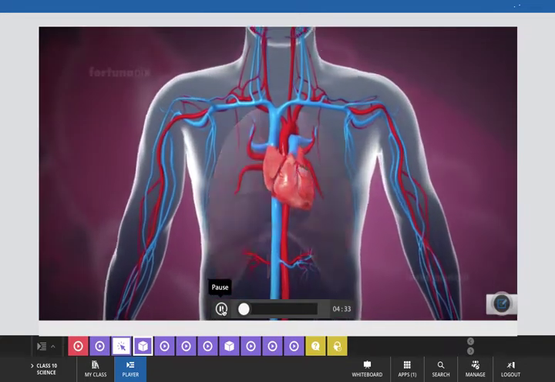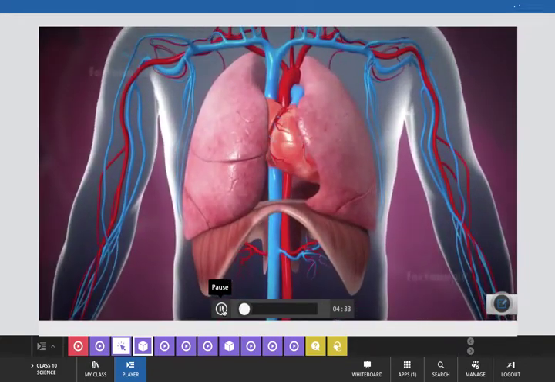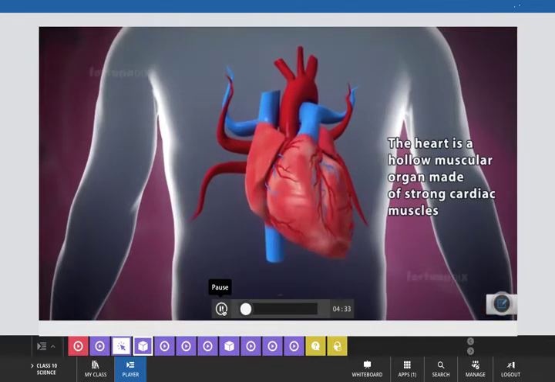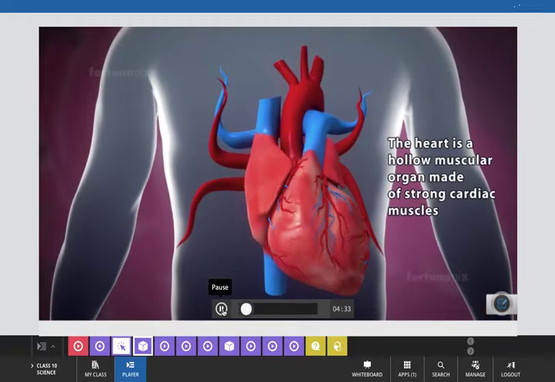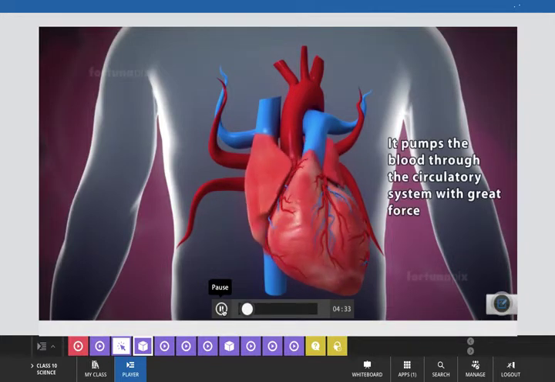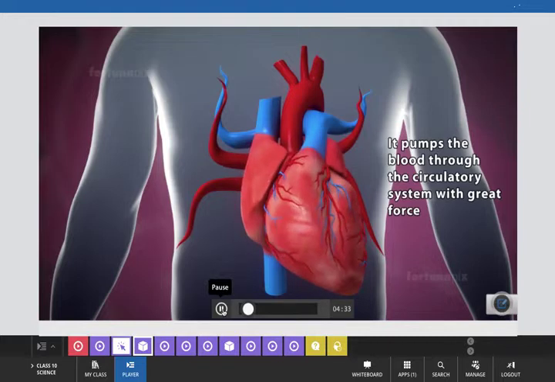Functioning. The heart is located in the center of the chest between the lungs, slightly to the left. The heart is a hollow muscular organ made of strong cardiac muscles. It pumps the blood through the circulatory system with great force.